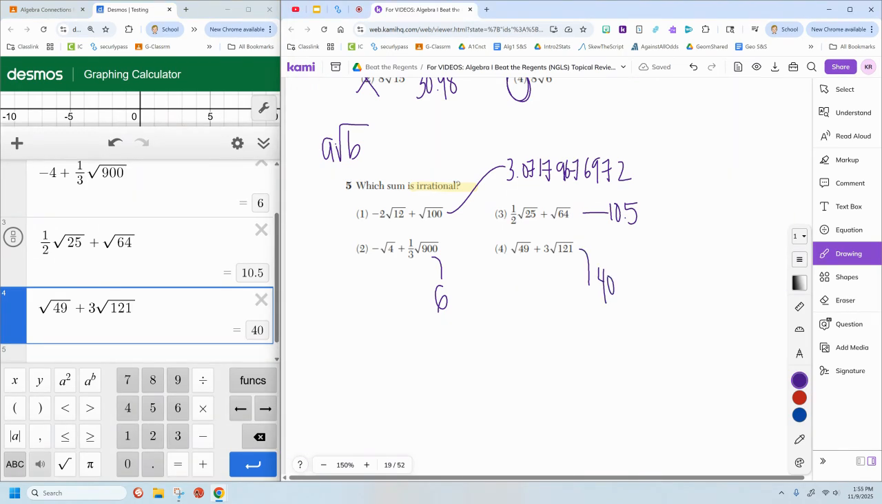All right, so I can see all of my answers, and clearly 10.5, wow, it's a little bit crazy. It definitely is not as crazy as choice 1, which is irrational.